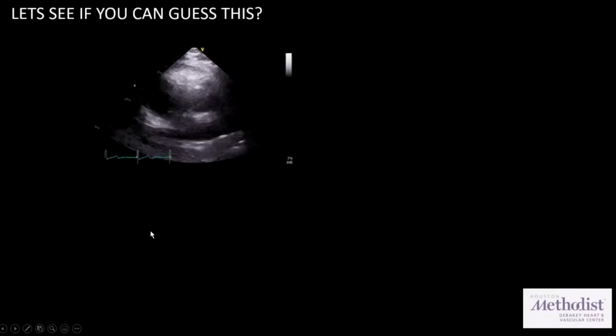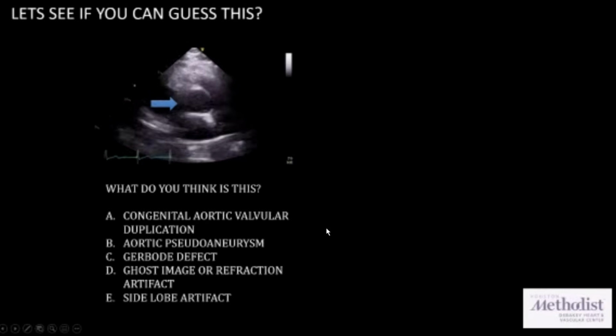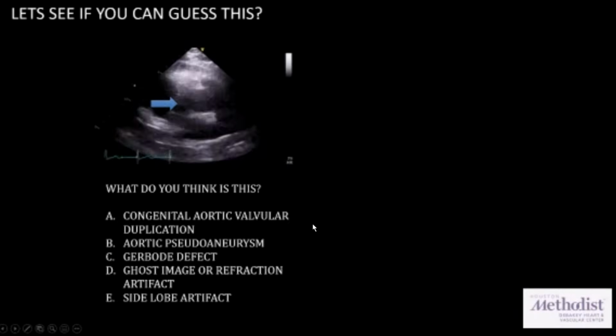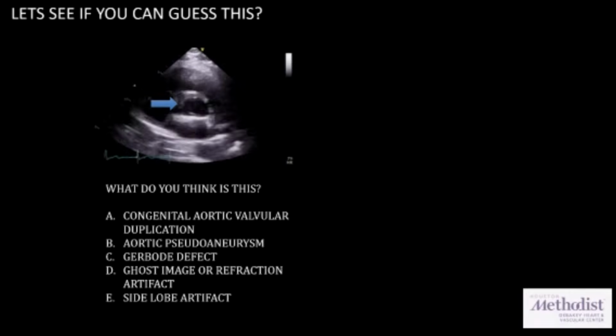Let's see if you can guess this one now. What do you think this is? Is it congenital aortic valvular duplication, aortic pseudoaneurysm? See, there's that extra. Any takers? Any fellows who want to unmute?